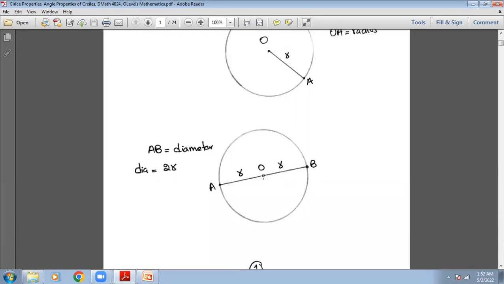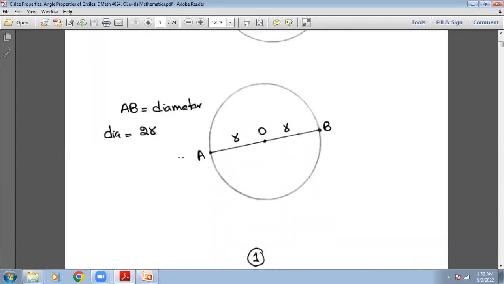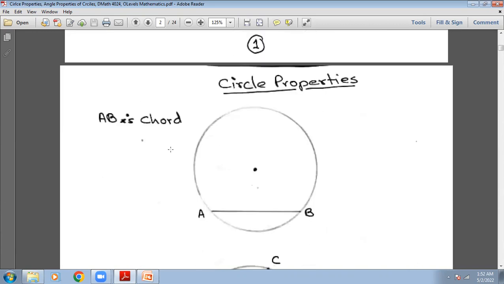If you join 2 points on the circumference in such a way that the line passes through the center, then that is known as the diameter. For example, here AB is the diameter, and this AB length will be equal to 2 times the radius. The diameter is basically 2 times the radius. So this is a radius and this one is also a radius.